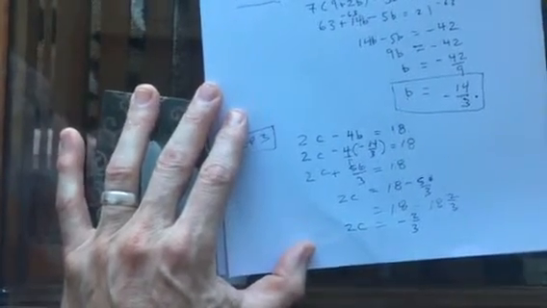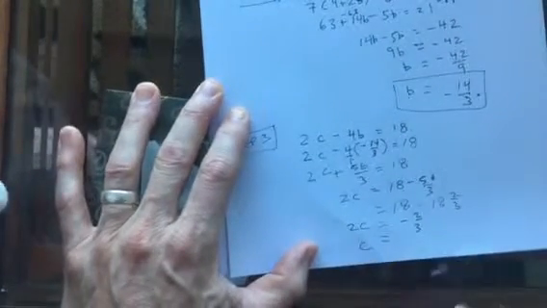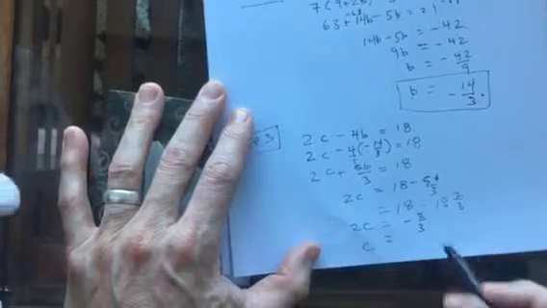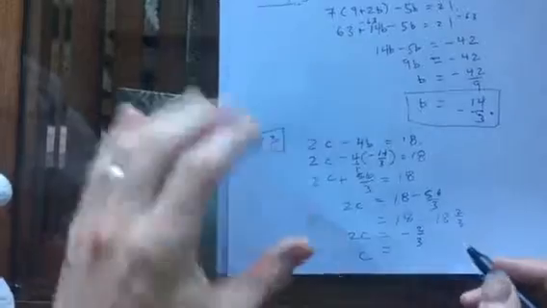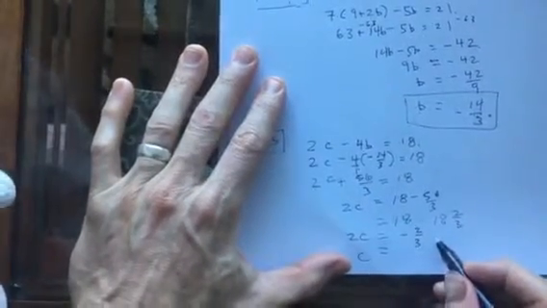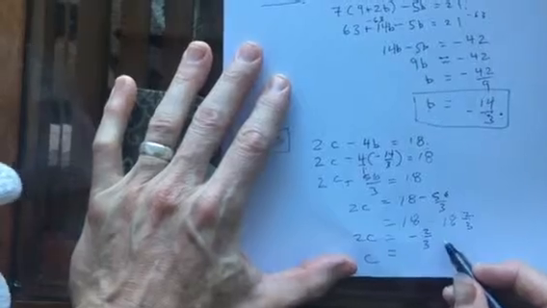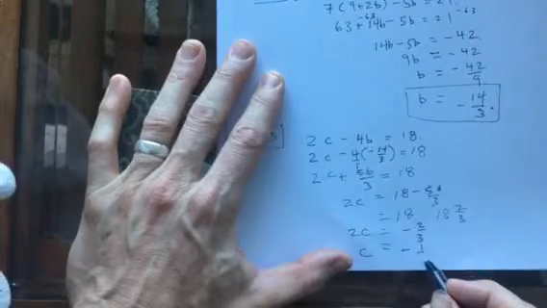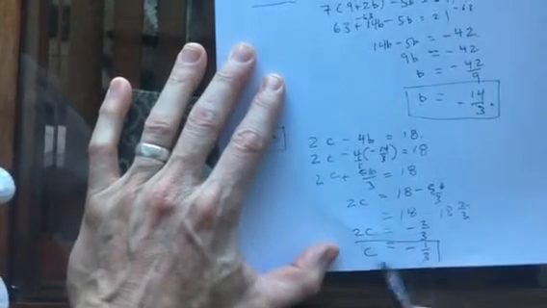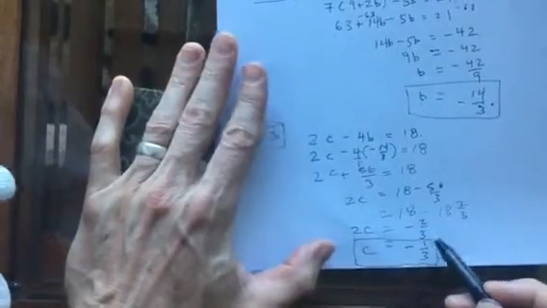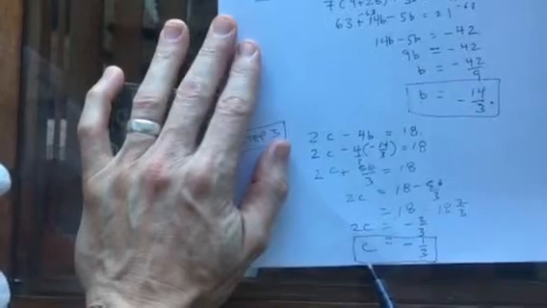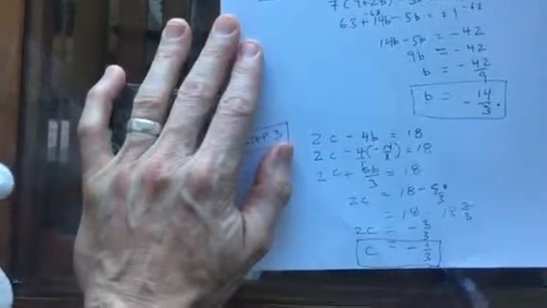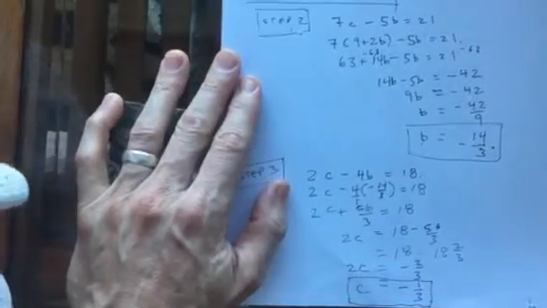Now all we have to do is divide both sides by 2. So c is equal to minus 2/3 divided by 2. And just think about it intuitively. If you have minus 2/3 and you divide it by 2, that's the same thing as minus 1/3. So half of 2/3 is 1/3. So then you end up with c equals minus 1/3, and b is equal to minus 14 over 3.